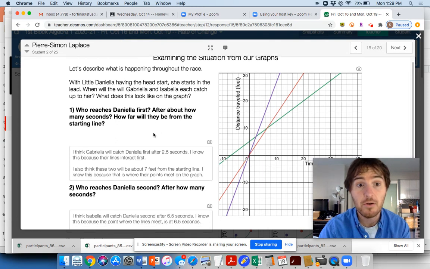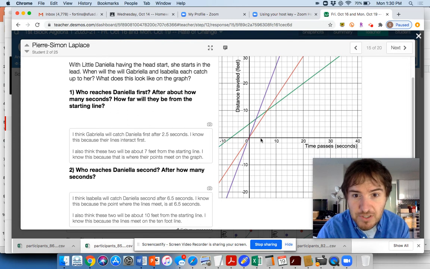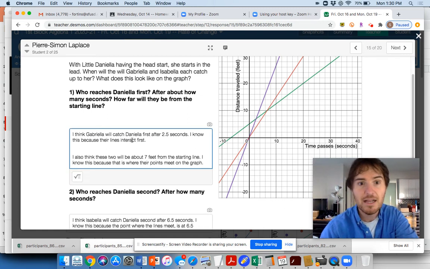What does this look like on the graph? Who reaches Daniela first? Okay, so Daniela starts first because she has the head start of 5. Who reaches her first? Okay, we got Gabriella after about 2.5. This is 2, this is 4, so it's a little bit below 3, so about 2.5 seconds. And we see it on the graph because their lines intersect, right?